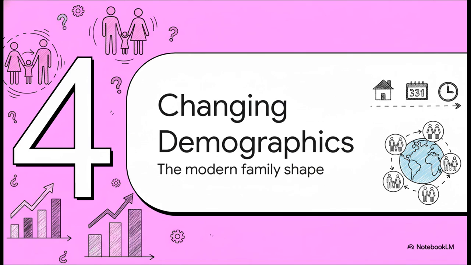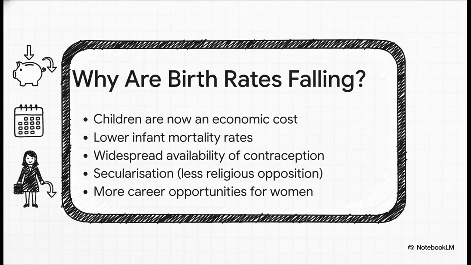Okay, let's pivot now. We've talked a lot about theory, but let's look at the real world. Let's dig into the numbers, the data that shows how the shape of the modern family is actually changing right before our eyes. So, one of the biggest changes we're seeing is that birth rates are falling. Families are getting smaller. But why?